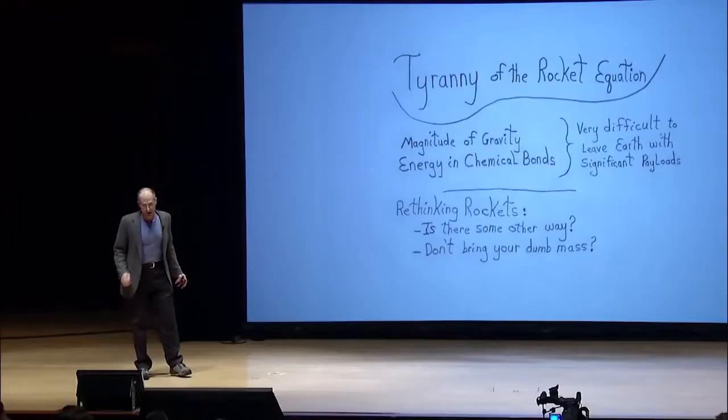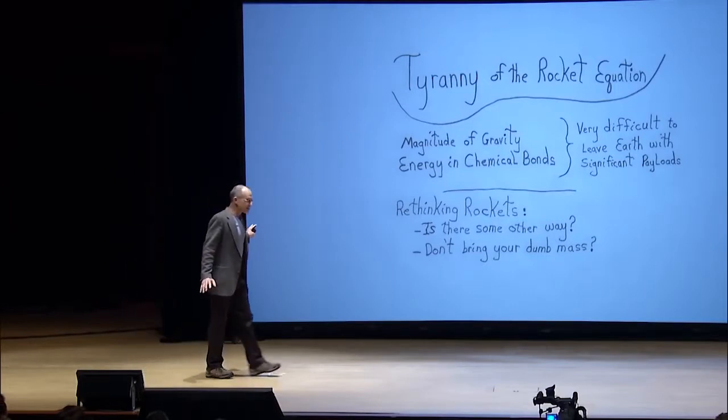So this brings me to my final slide. The tyranny of the rocket equation. It involves the magnitude of gravity and the energy in chemical bonds which hold this tyrannical grip on our ability to even make rockets. And it's very difficult to even leave Earth, and it's particularly so to leave Earth with significant payload. If the magnitude of Earth's gravity were slightly larger, you could reach a point where we couldn't even get off the planet using rockets.